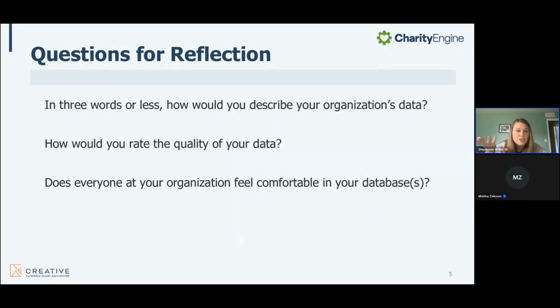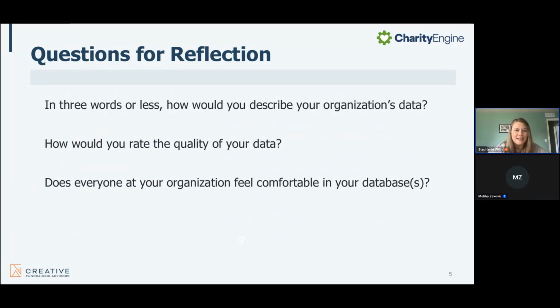So you're welcome to comment on this or just kind of think to yourself, but these are really the questions that I like to introduce when I'm talking to organizations, to clients. And so in 3 words or less, how would you describe your organization's data?